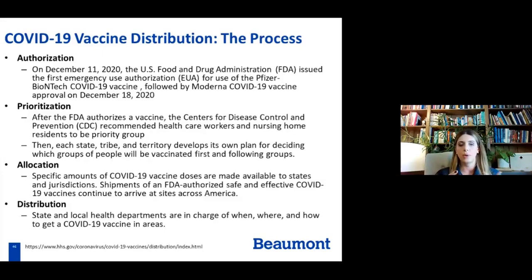So that's what's called priority. And then from there is allocation, which means a specific amount of COVID vaccine doses are made available to states. And then it's shipment, from when the FDA authorizes it, and then it goes to different sites based on that. So really it's not controlled at the local level or health system level in any way. A lot of it is federal to state, based on their criteria. And then also it goes to distribution.